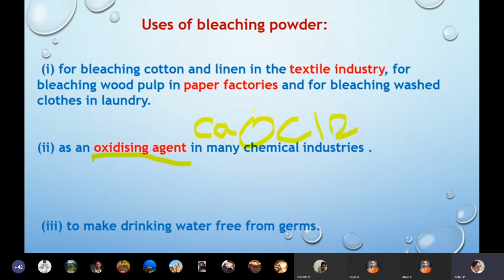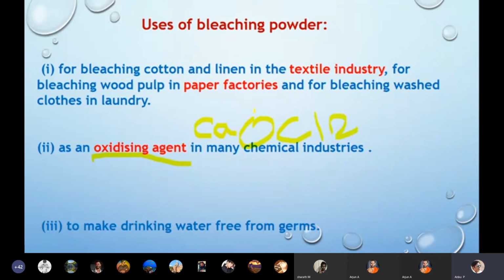The third use is to make drinking water free from germs. They have the ability to disinfect the microbes present in the water, so it is also used as a disinfectant. And one more thing you need to understand: in the swimming pool they use only chlorine powder, not the bleaching powder. Okay, so please make a better understanding.